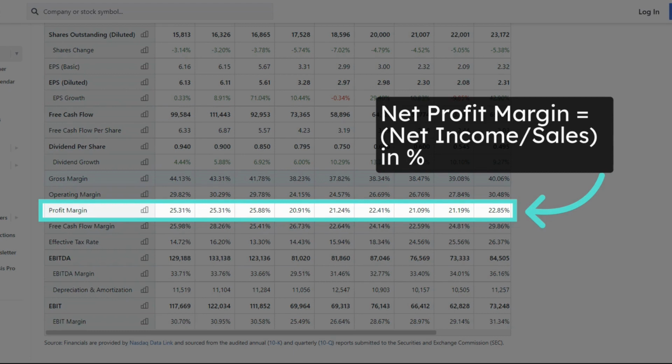Net profit margin gauges a company's overall financial health. It is the ratio of net income or net earnings divided by revenue or sales. Simply put, it is a company's after-tax profit generated by each sales dollar.